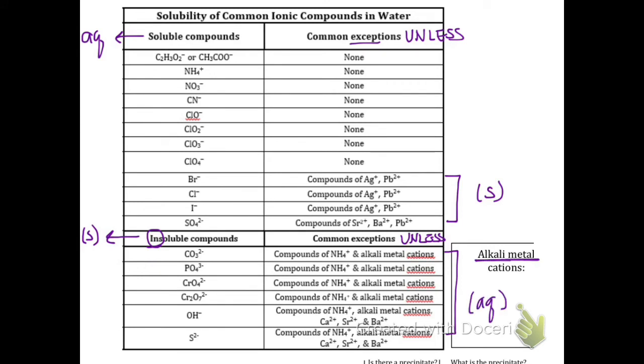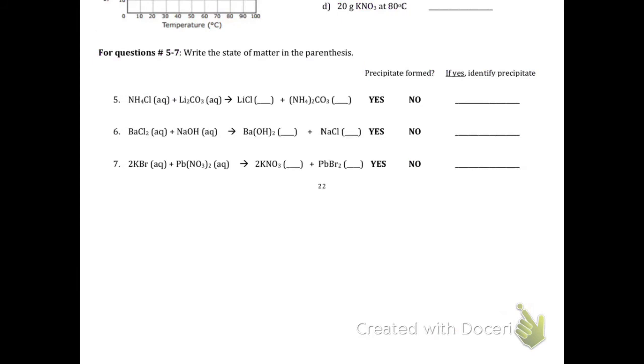And all alkali metals are aqueous. Really quick, what are your alkali metals? Okay, they're the first column of your periodic table. So if I were to quickly write them down, it would be lithium, sodium, potassium, rubidium, cesium, and francium. Remember, hydrogen is not a metal. Okay, so let's use this chart to answer the previous questions.